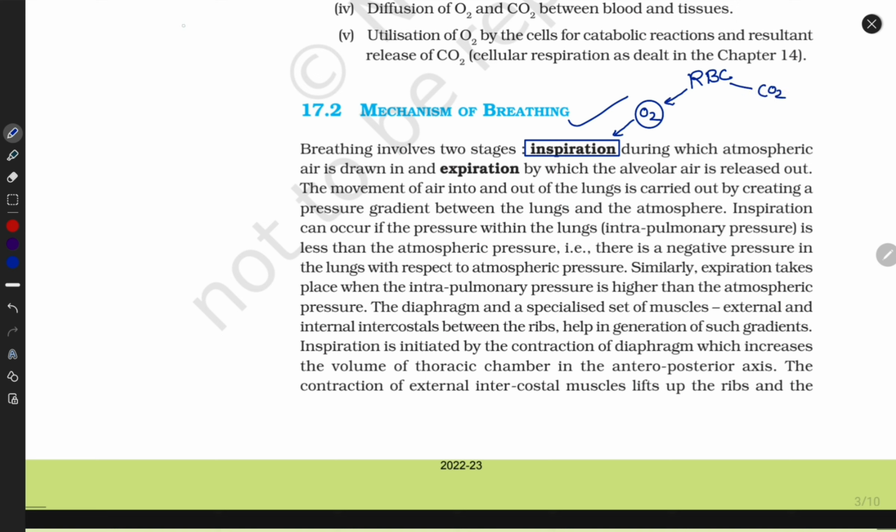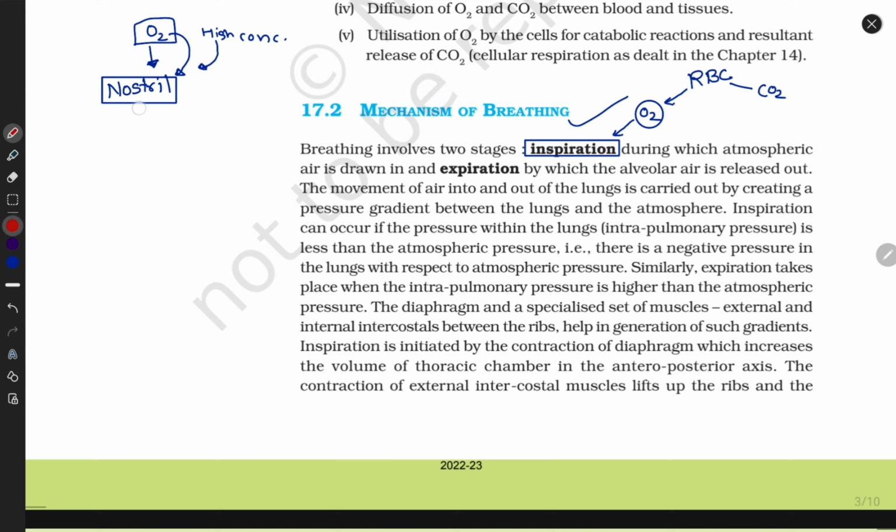Now oxygen comes from the atmosphere and passes into our nostrils. Yes or no? Yes. How does oxygen pass into our nostrils? Because in the atmosphere the oxygen level is high, and we know that molecules and gases move from their high concentration to their low concentration. Is this first step clear?